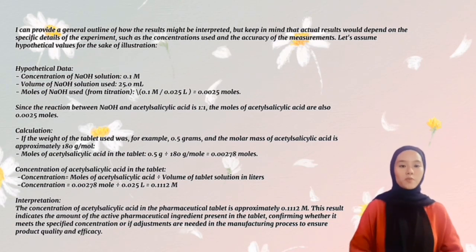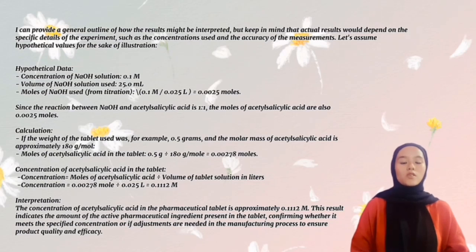The concentration of aspirin in the tablet is concentration equal to moles of aspirin divided by volume of tablet solution in liters. So 0.00278 mole divided by 0.025 liter equals 0.1112 molar. The concentration of aspirin in the pharmaceutical tablet is approximately 0.1112 molar. This result indicates the amount of the active pharmaceutical ingredient present in the tablet.